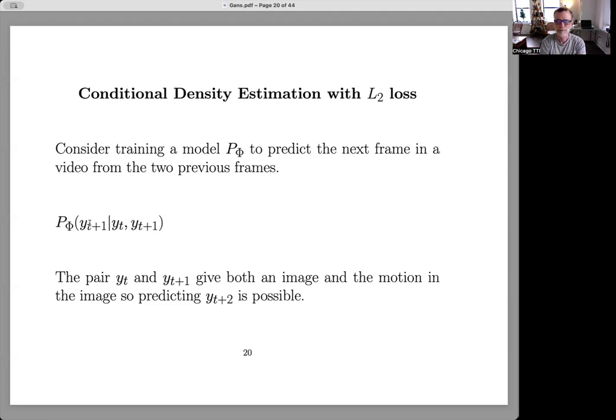So consider video, and consider predicting the next frame of video from the previous frames. I want to predict t plus 2 from t and t plus 1. I want to predict a third frame from the previous two. So we're trying to predict y_{t+2} from y_t and y_{t+1}. So y_t and y_{t+1} in a video frame are both going to be very similar to y_{t+2}, but the reason I want two of them is so that I can see the motion. And if I know the image and the motion, I should be able to almost exactly predict the next frame, or very closely predict the next frame.